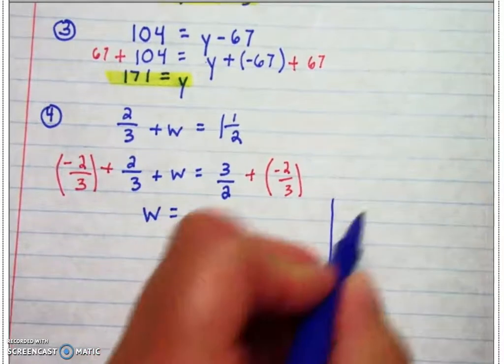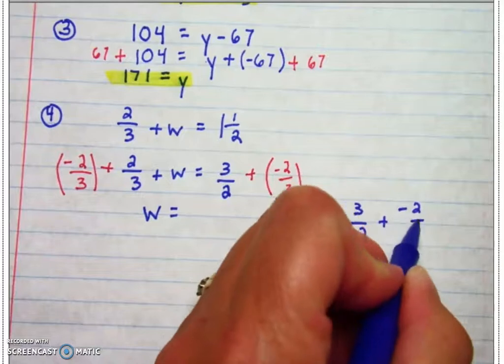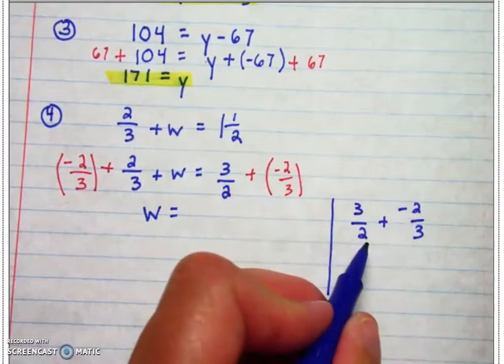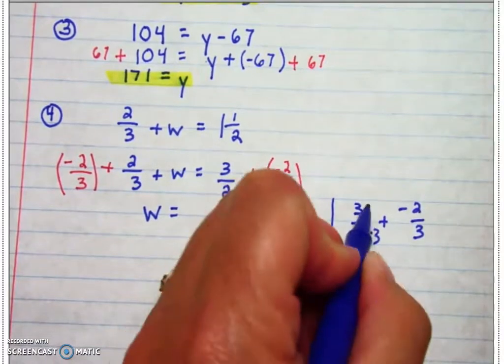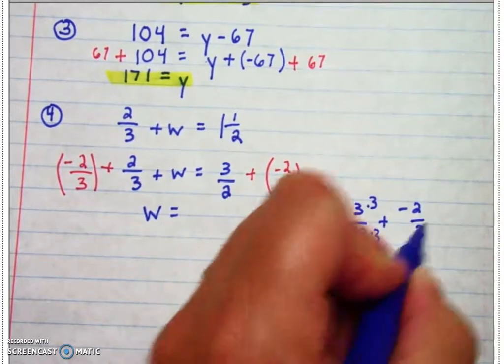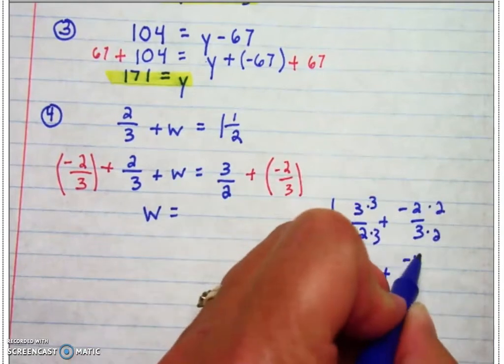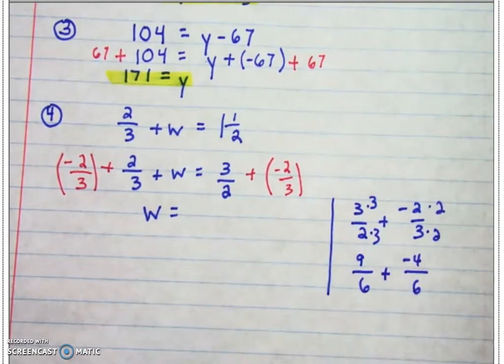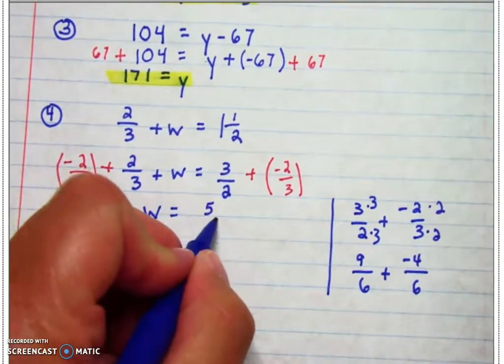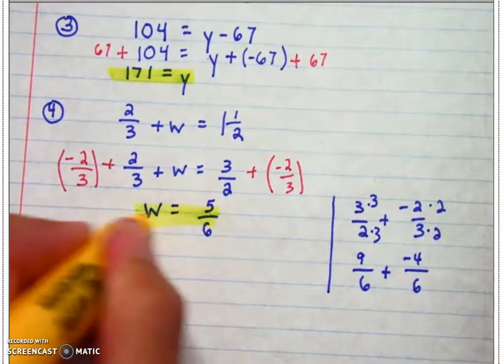So off to the side, you may have to rewrite it and figure, well, 6 is a common denominator. I'm going to multiply this top and bottom by 3 to make it 6. Same thing here, I'm going to multiply this by 2, and this is going to give me negative 4/6. So 9 plus a negative 4 is positive 5, and then 6. So 5/6 looks like my final answer for this example.